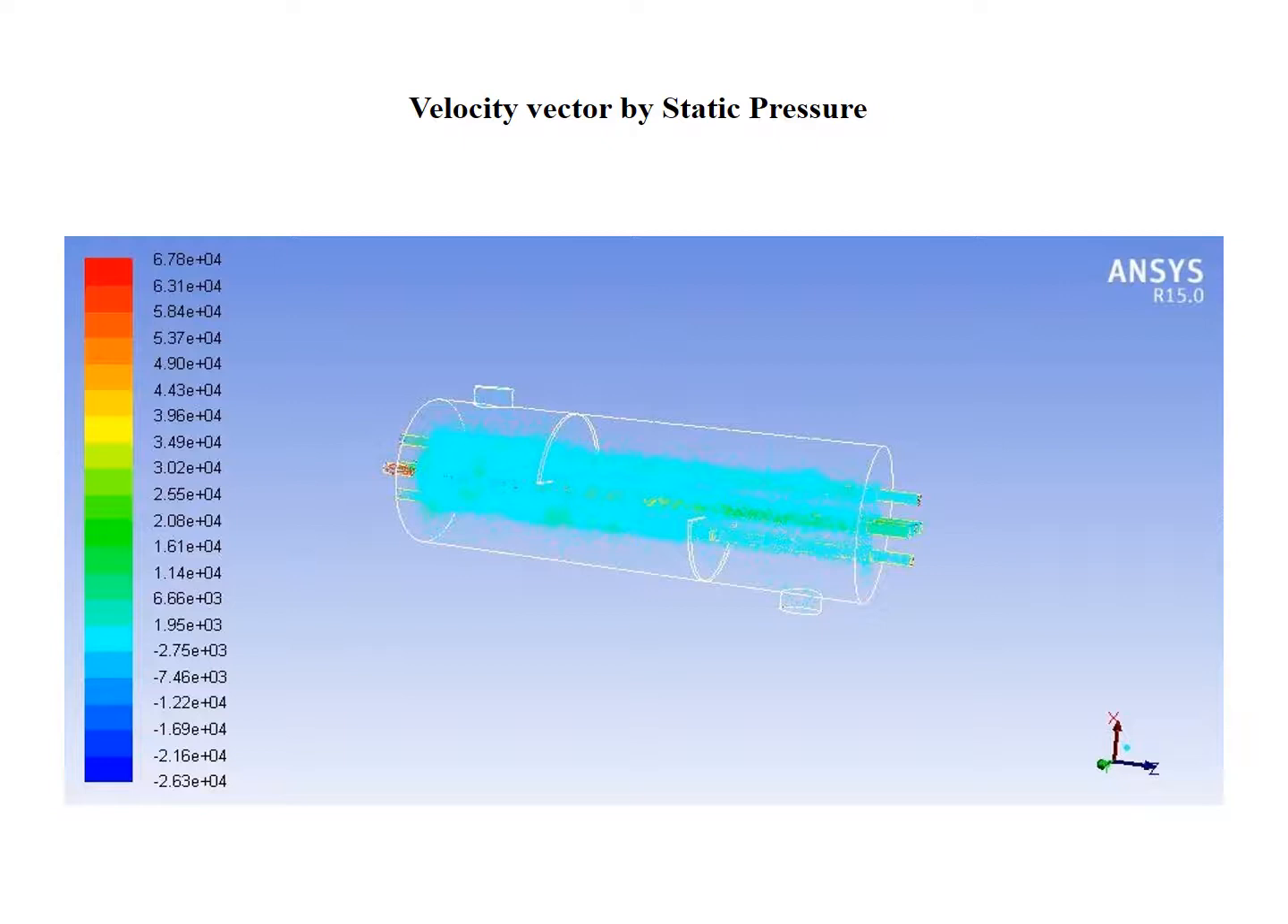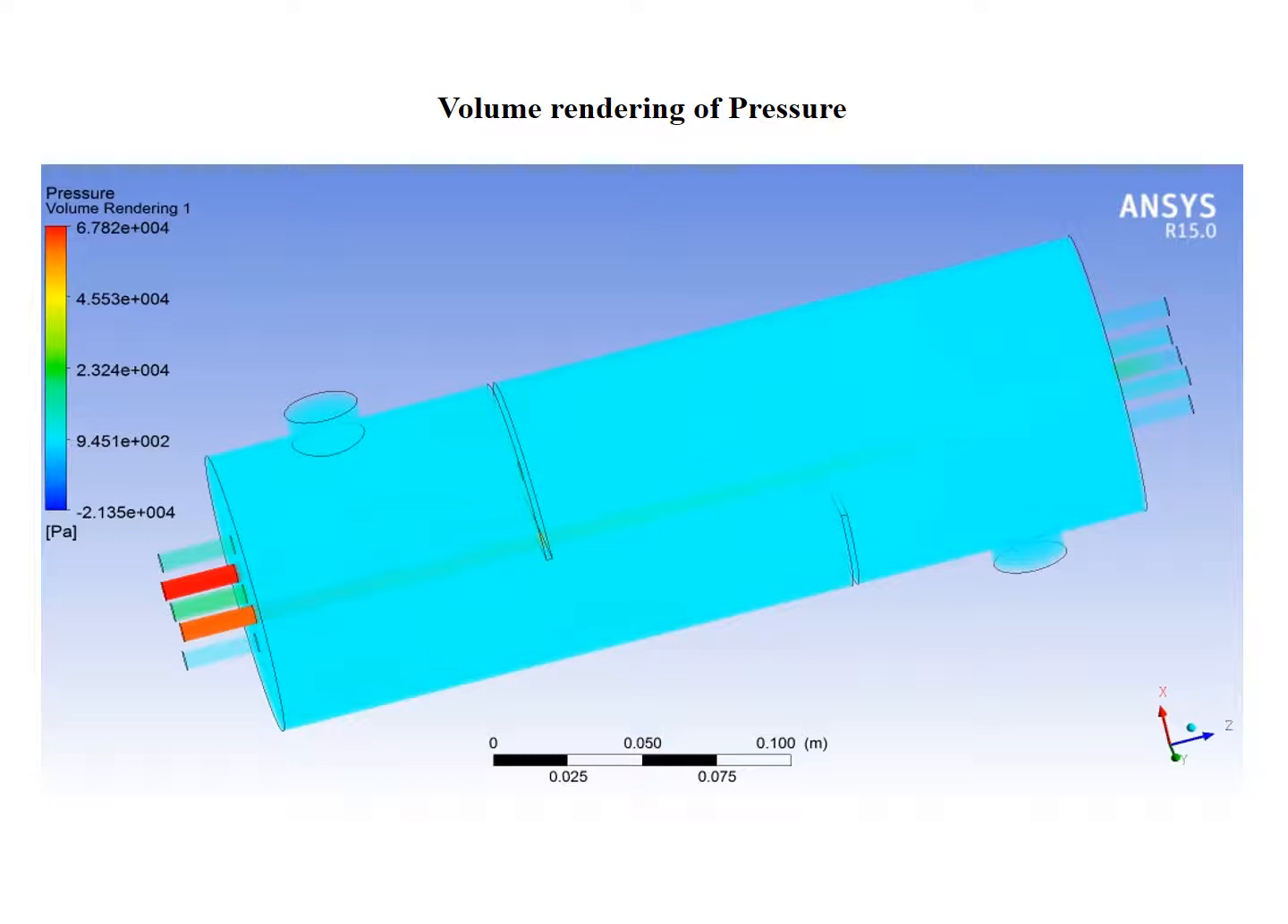Velocity vector by static pressure. This is velocity vector by static pressure. Volume rendering of pressure. A beautiful diagram.